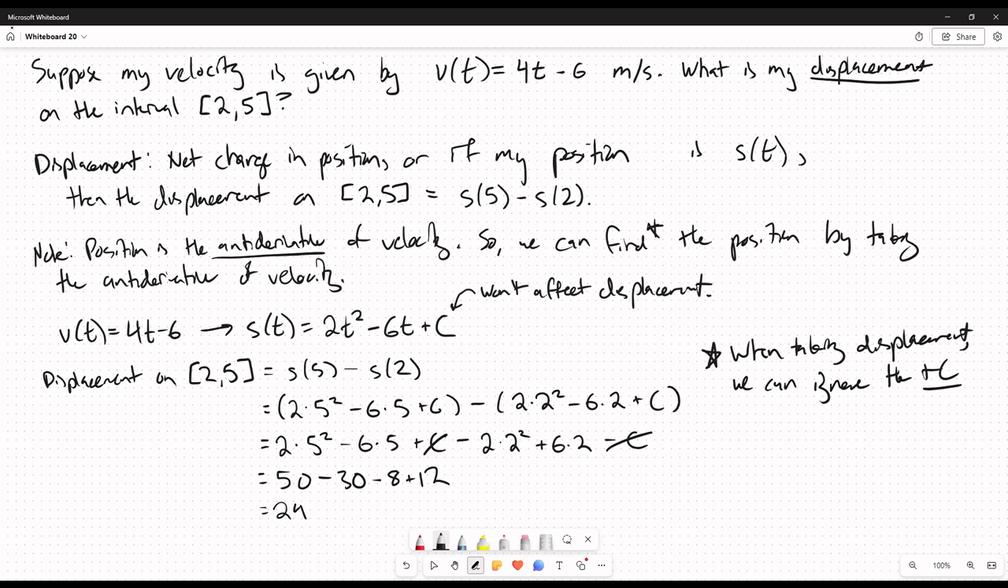This is displacement, so my units are going to be meters. And this means I moved forward 24 meters between 2 and 5 seconds. So there's a little bit about displacement, and again, these displacement problems are going to be very relevant once we start looking at integrals more closely.